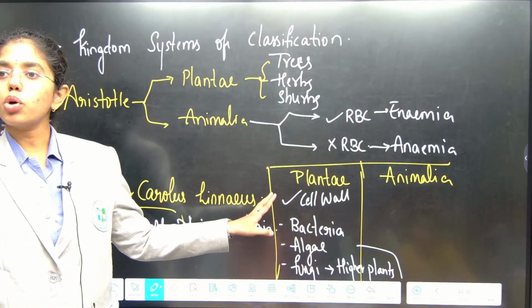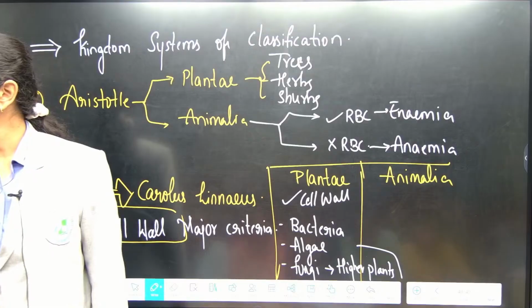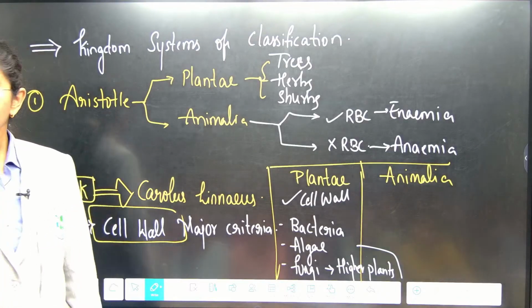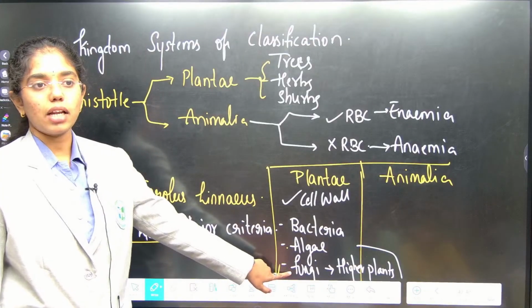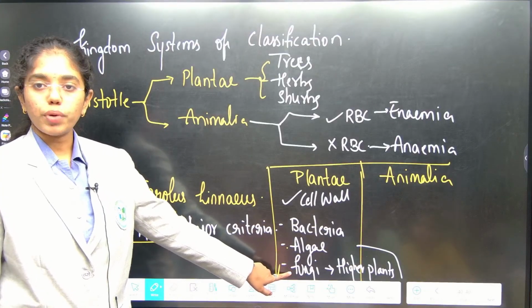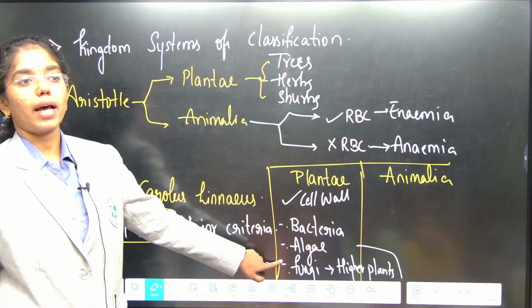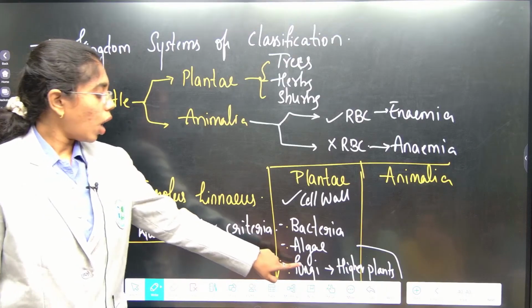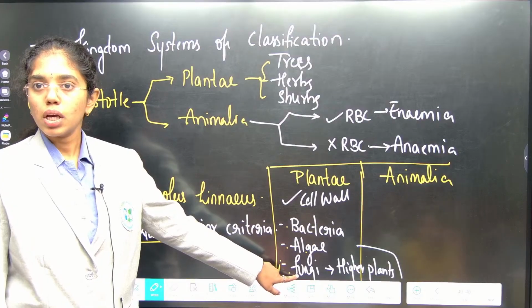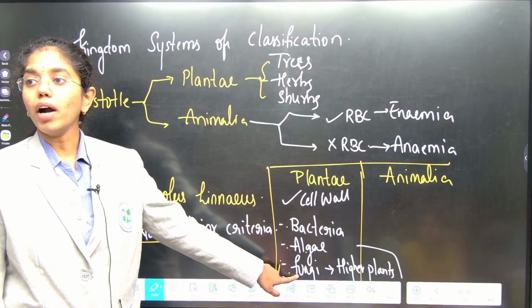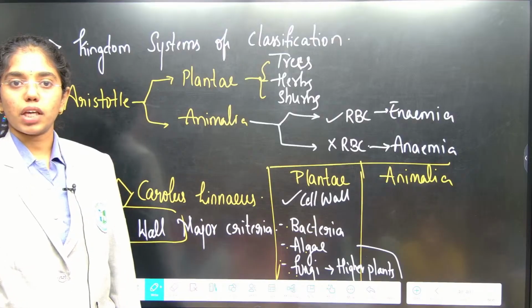But there is so much controversy on the two kingdom system of classification, because he has grouped unicellular organisms and multicellular organisms. He has grouped prokaryotes and eukaryotes. He has grouped autotrophic organisms and heterotrophic organisms. These are the major drawbacks of what? The two kingdom system of classification.